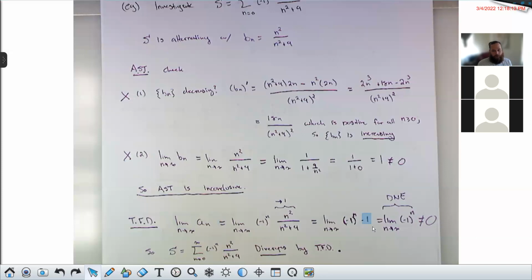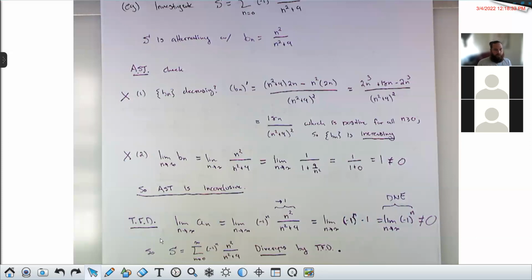And if the bn's don't go to 0, then a_n can't possibly go to 0. Right? If your bn's go to 5, then this would be a 5. If your bn's go to pi, then this would be a pi. (-1)^n times some constant, that limit's always going to be DNE. So if your series fails the alternating series test, you should try the test for divergence next. That will usually do the job.